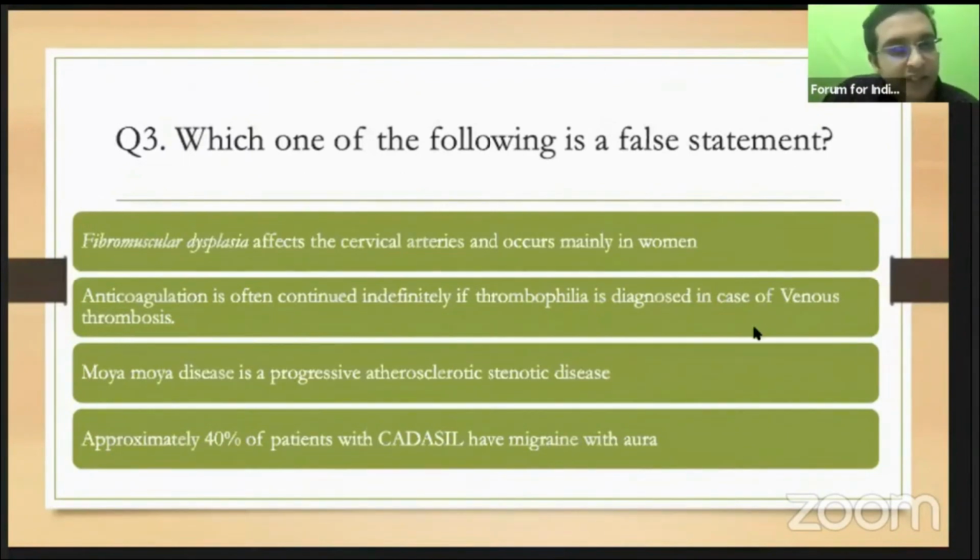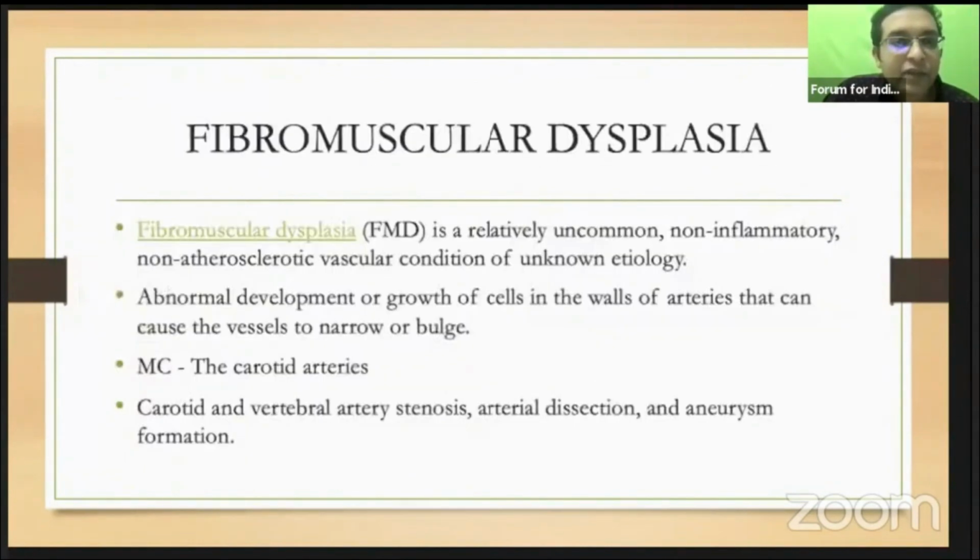Fibromuscular dysplasia affects mainly cervical arteries and occurs mainly in women. And anticoagulation, if you find a thrombophilia, it is prudent to continue medications lifelong. And moya disease is a progressive stenotic disease, but it is not an atherosclerotic disease. And CADASIL patients usually have migraine with aura in their younger age group, during their prime.